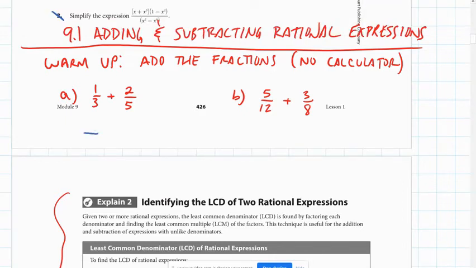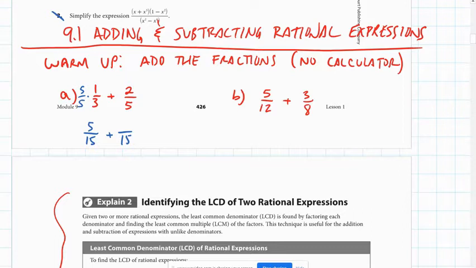So the common denominator for problem A is 15. That's a number that both 5 and 3 divide into evenly. And so to make those denominators both 15, we would have to multiply the numerator and denominator by the same number to get the 15 in the bottom. So to get 15 in the bottom, we would need to multiply by 5 over 5. Because 5 over 5 is just 1, that doesn't change the value of this fraction. It changes it to 5/15, which is equal to 1/3.